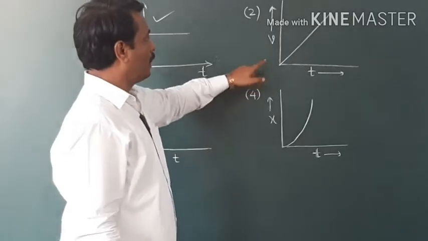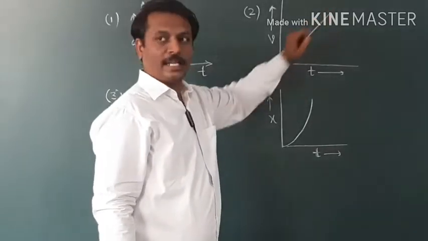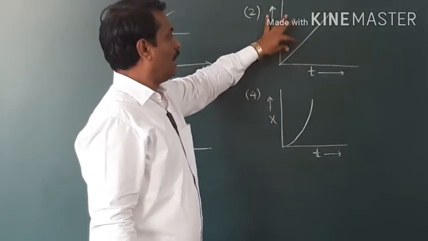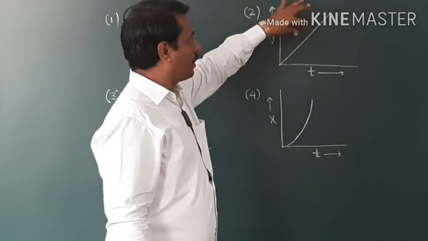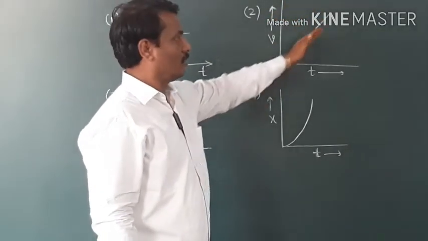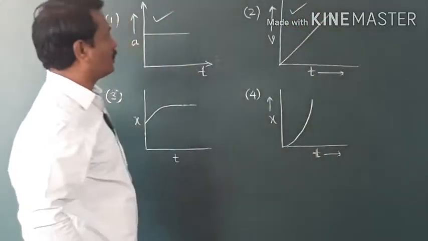Second one, here it is velocity time graph. It is a straight line. Straight line means here velocity is increasing by equal amounts in equal intervals of time. That means it also represents uniform acceleration. So this is also correct.